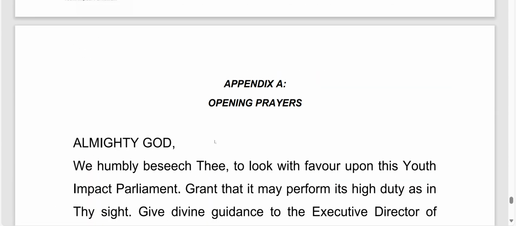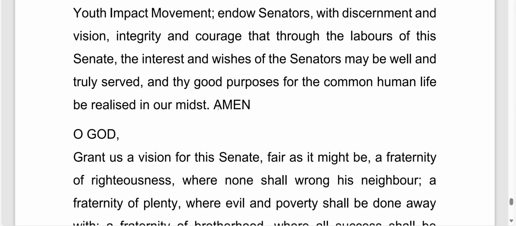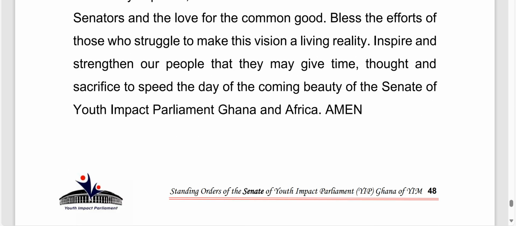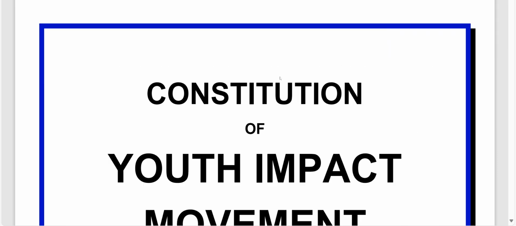So that is it for the standing orders of the Senate. And then this is the prayer being prayed by the President of the Senate. All other provisions are the same as the standing orders of Parliament. Now, for me to climax this presentation, let me just briefly, after I finish with the Constitution of the Senate, we'll take your questions. So please, if you have any question, prepare to ask them, and then we'll sort you out.